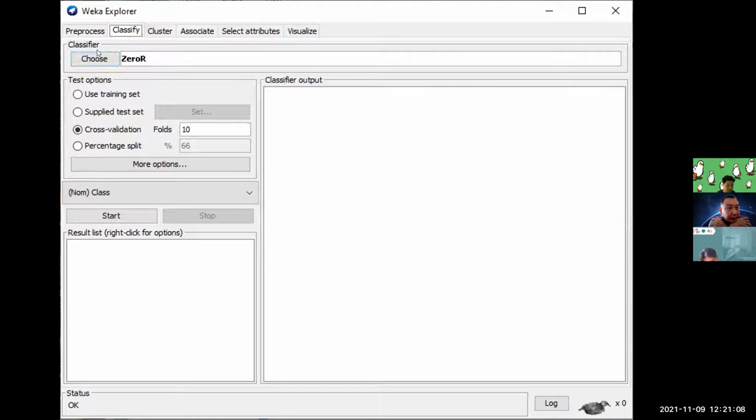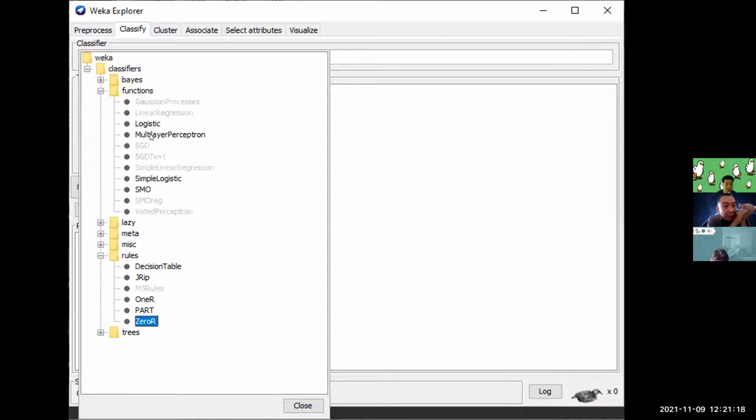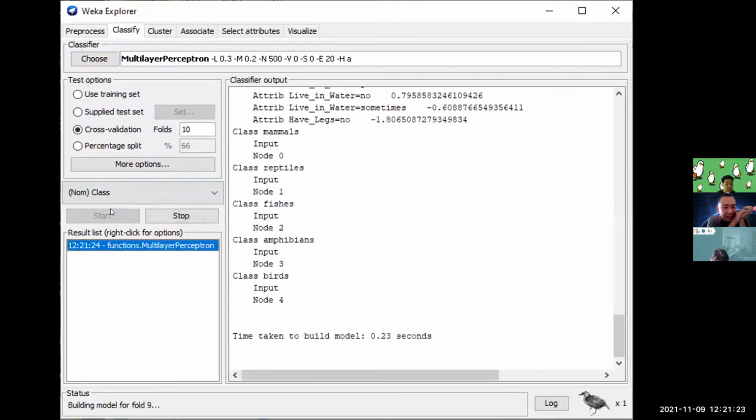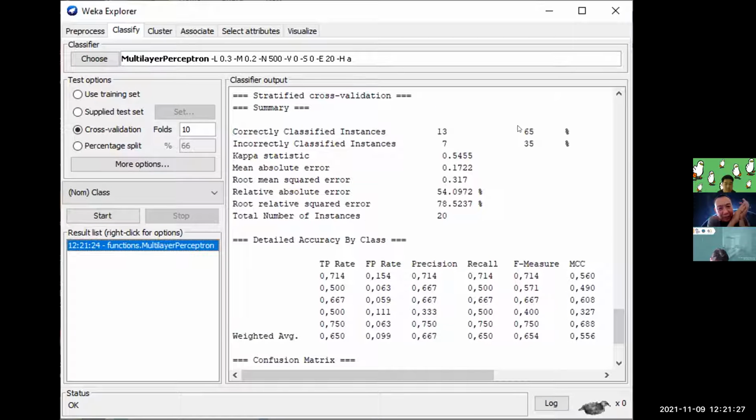Okay, and then let's use... I mean, the others have used the event. How about if you use a function and neural network, say MLP? Yeah, okay. Oh, you got that. Okay, 65%. Acceptable, 65, no problem, right? If you resample it, you will get better.